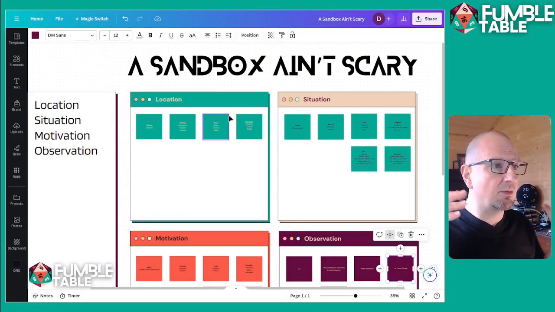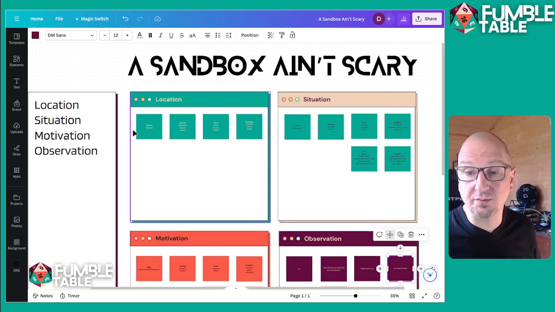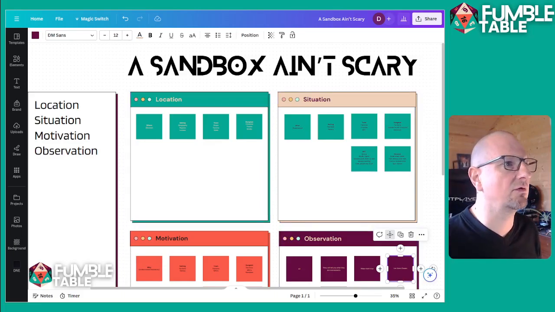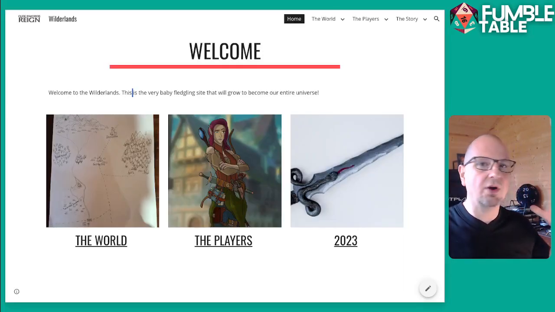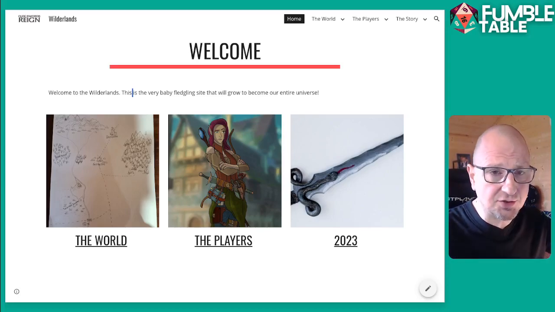Okay, so in last week's video I talked about location, situation, motivation and observation. I'm going to keep on referring back to them as we tell the story of the Kobold's escape. So I ran a sandbox open table campaign. Now, I actually ran it in two locations.